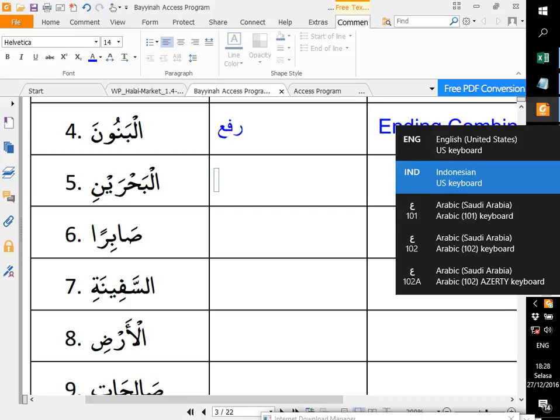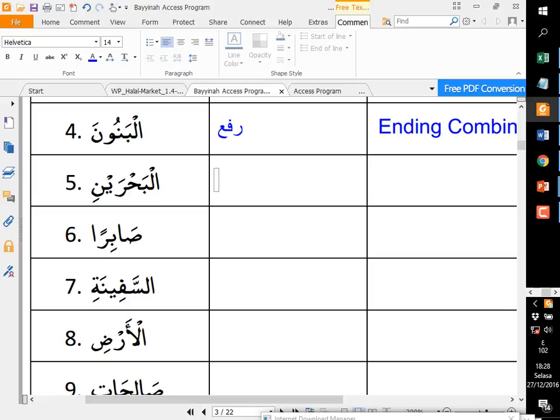Al bahraini, aini, nasb or jar. Yeah. And it is for ending combination. Yeah, it's pair. So if you hear aini in Arabic terms, it means pair. It means two, like rojulaini, two men, or rasulani, two messengers.